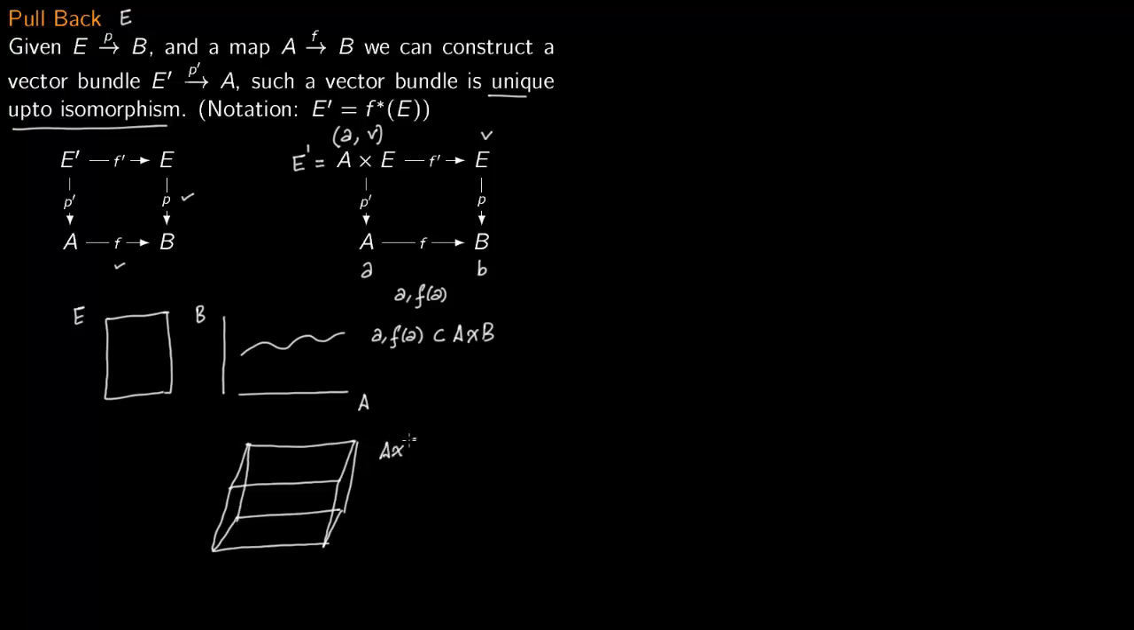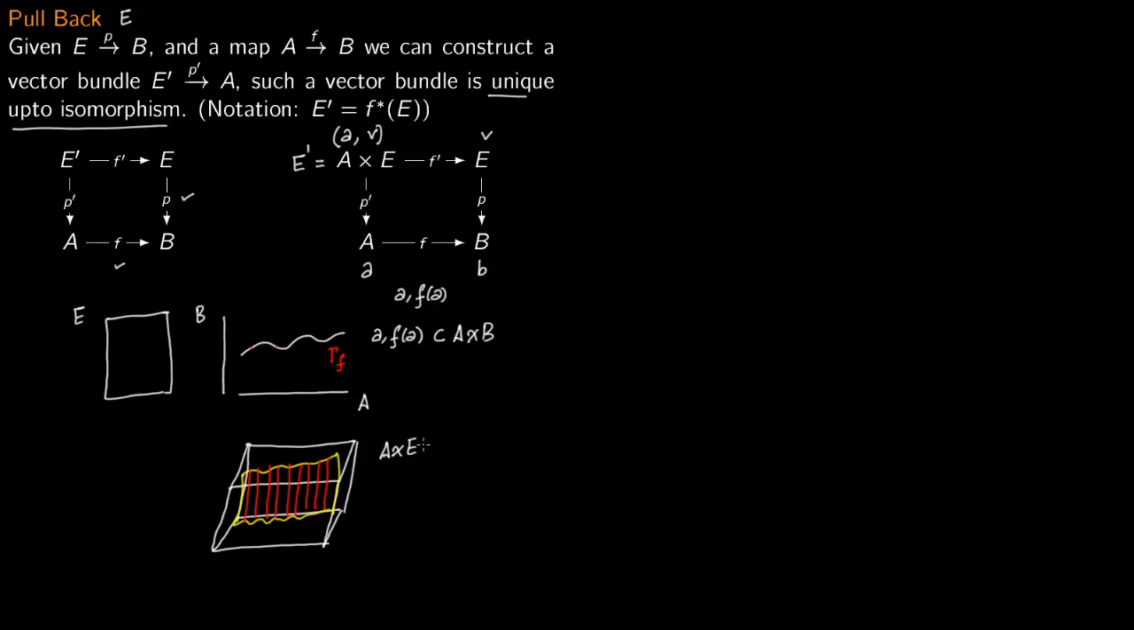This A times E, you can see, is lying over A times P. A times P is a rectangle. So let us see this graph. Corresponding to this graph, we can draw a vector bundle inside, and corresponding to some base points here, we draw some lines here. So what have we done? We have constructed a vector bundle on the graph of the function.